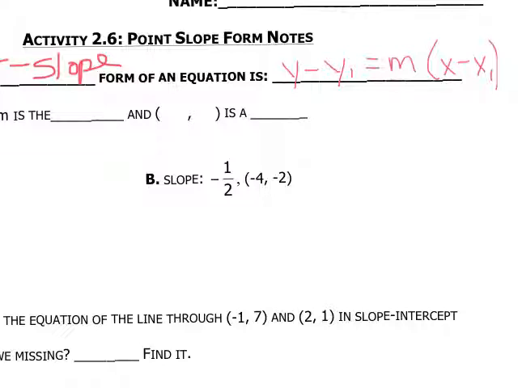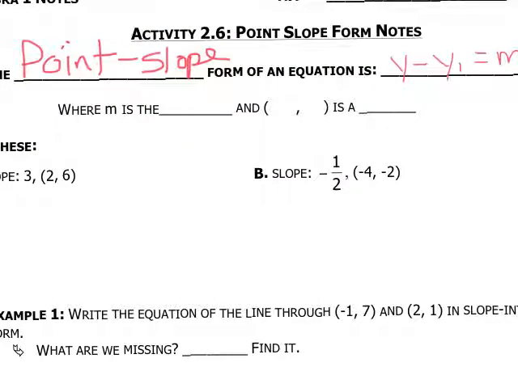Okay, and what does all that mean? Well, remember with y equals mx plus b, we still had a y in our equation, and we still had an x in our equation. So this y and this x will always stay there. We already said m is what again? Good, m is the slope. And then the other things that are there, x1 and y1, is a point on the line.